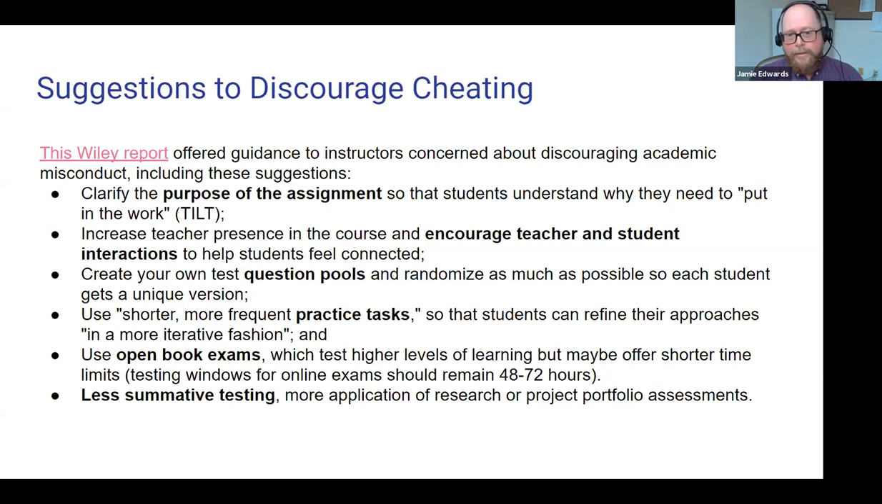Creating your own test question pools. You can create pools within D2L, and I know a lot of publishers have a lot of test pools as well. So you can randomize; you can create test pools for chapters. If you wanted to have a chapter one quiz and you had a potential of 50 questions you could ask, but the test only has 20 questions for the students to take, you can randomize those questions so every student gets a unique version. So it's more unlikely that they're able to cheat off each other.